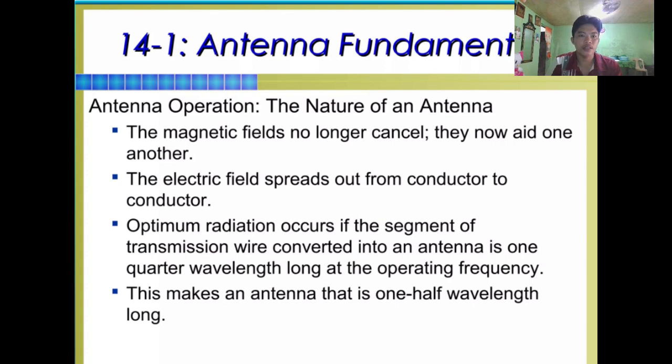Antenna operation, the nature of an antenna. The magnetic fields no longer cancel; they now aid one another. The electric field spreads out from conductor to conductor. Optimum radiation occurs if the segment of transmission wire converted into an antenna is 1/4 wavelength long at the operating frequency. This makes an antenna that is 1/2 wavelength long.